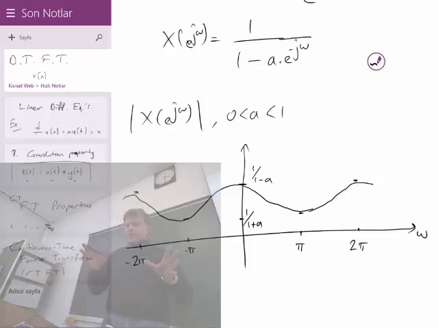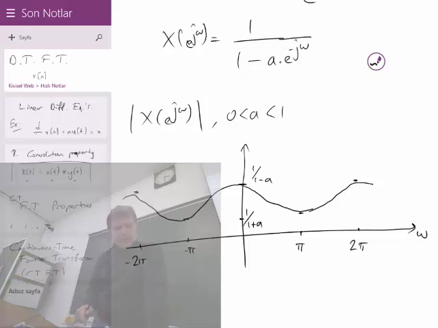Of course, I have already only drawn the magnitude. There is also a phase, but that phase is also 2 pi periodic, and I'm not going to draw that one anyway. Now, this thing, the discrete time Fourier transform, is therefore 2 pi periodic. This was the first example that we have seen.